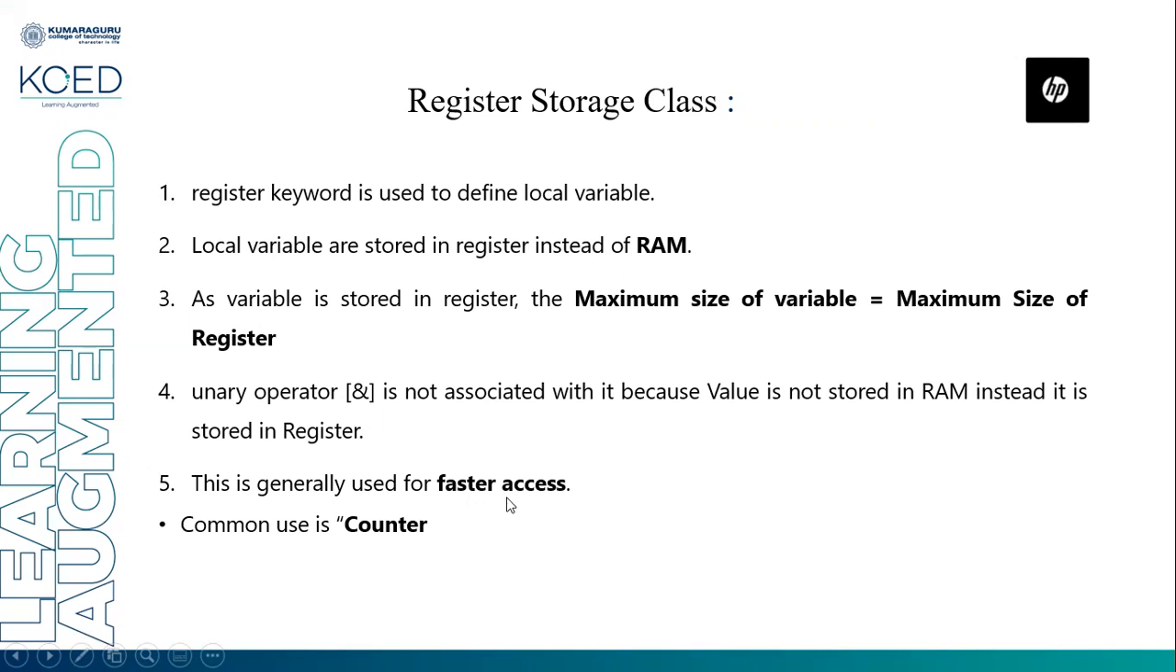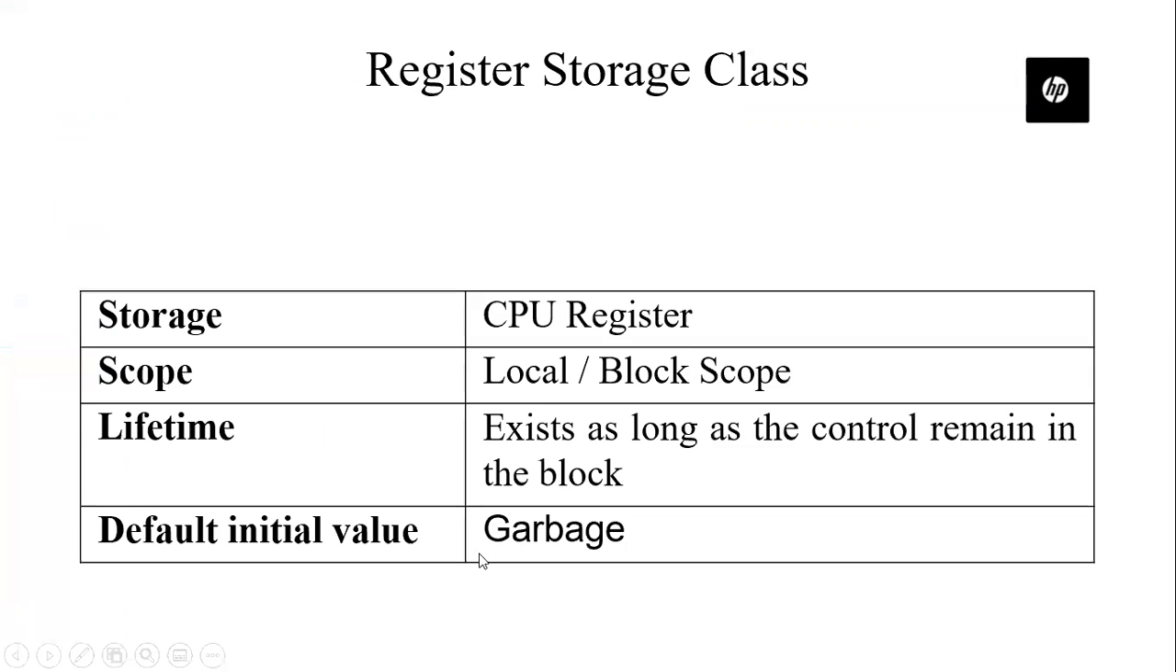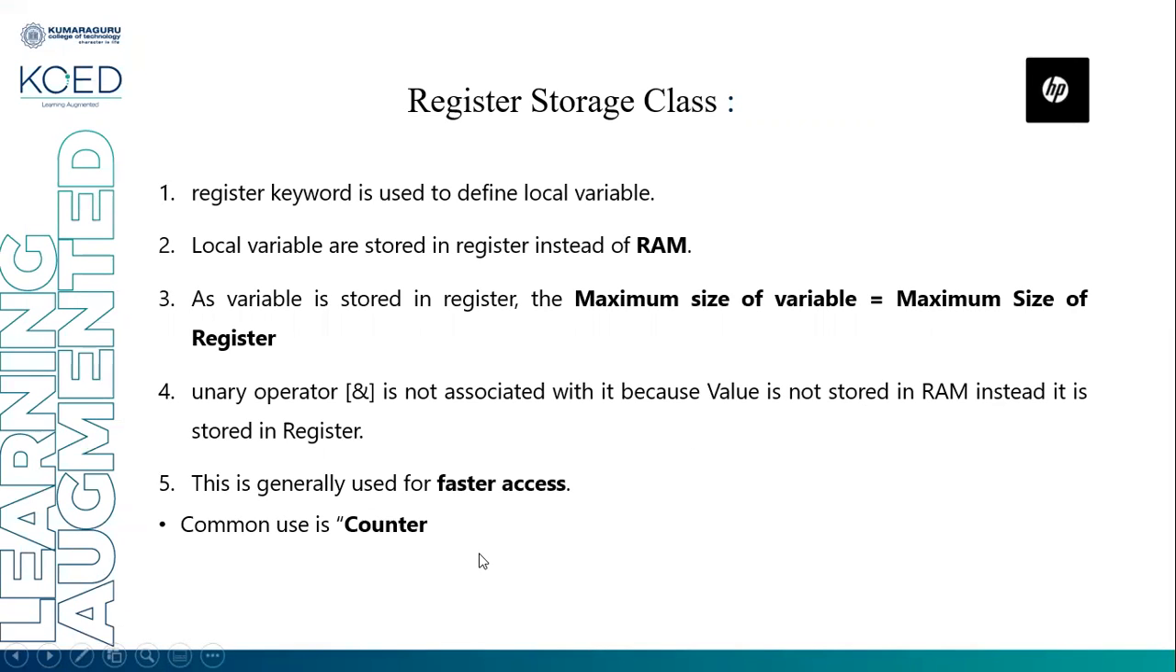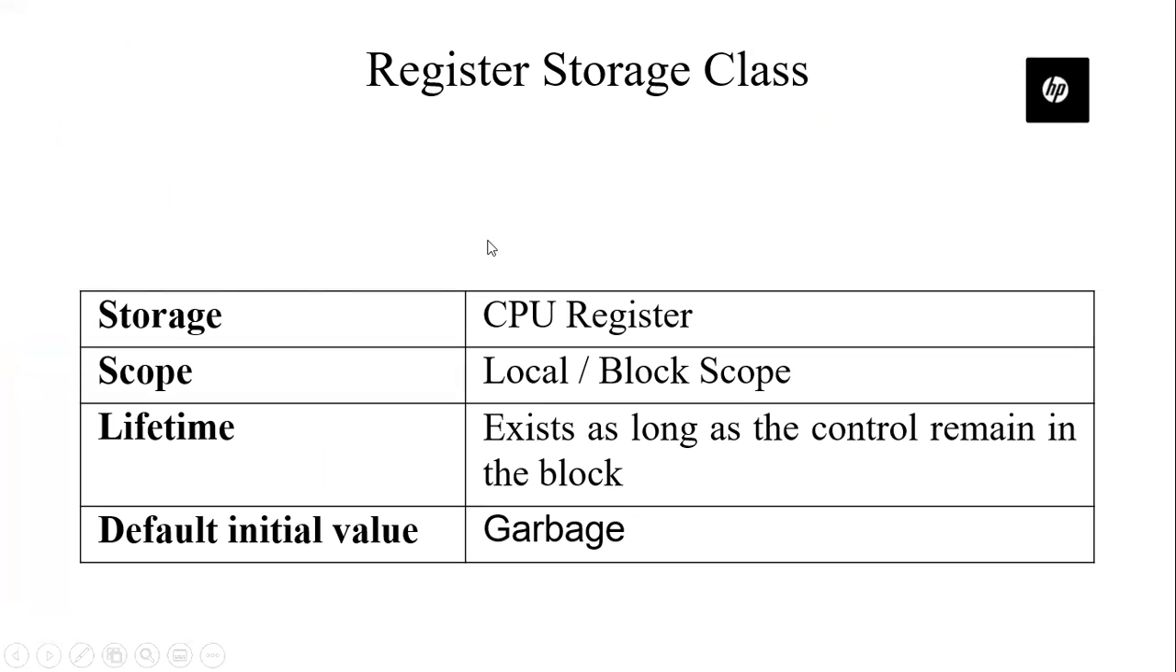This is generally used for faster access and as a common counter. Register storage class: storage is the CPU register. Scope is local or block scope. Lifetime exists as long as the control remains in the block. Default initial value is 0.